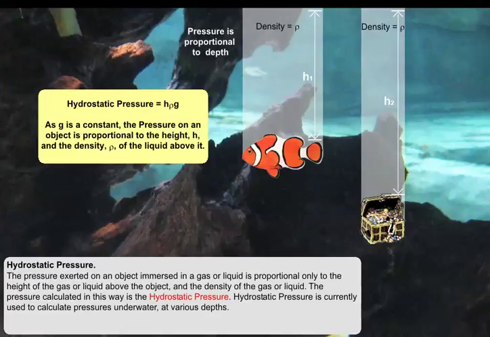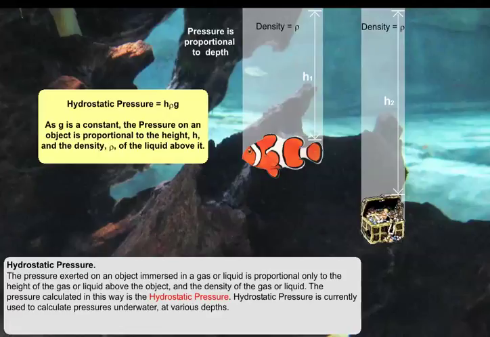From this equation, we can see that because the acceleration due to gravity can be considered a constant, the pressure exerted on an object immersed in a gas or liquid is proportional only to the height of the gas or liquid above the object and the density of the gas or liquid. The pressure calculated using the equation on screen is often referred to as the hydrostatic pressure and is commonly used to calculate pressures underwater at various depths.